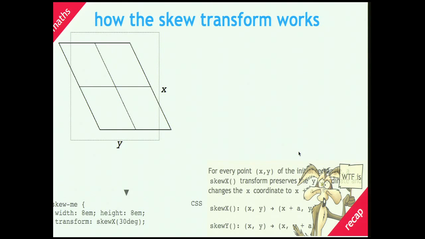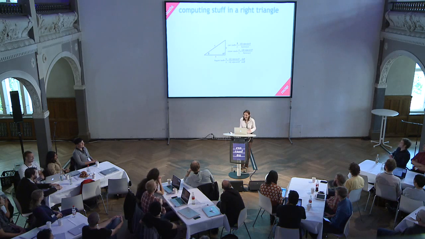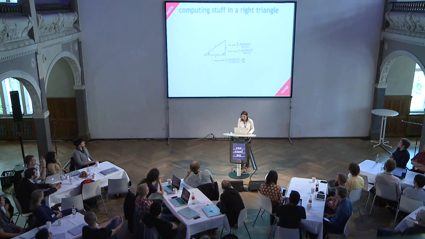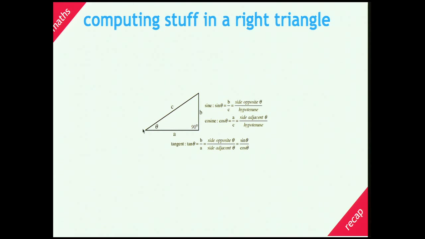Well, to understand that, we need to go a bit into trigonometry. So, does anybody remember this stuff? Well, what a sine and a cosine and a tangent are. So, the sine is the ratio between the side opposing the angle and the hypotenuse, the biggest side, the one opposing the 90-degree angle. And the cosine is the ratio between the adjacent side, the one near it, and the hypotenuse. And the tangent is the ratio between the opposite side and the adjacent side. And now let's go back to this one.